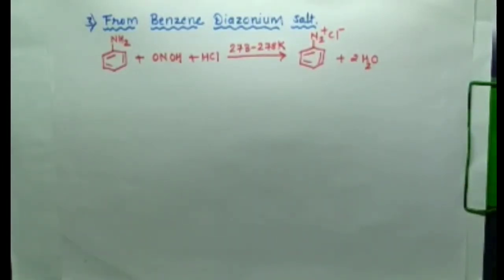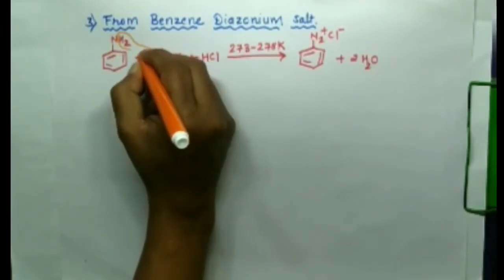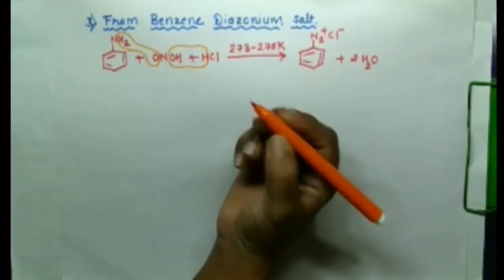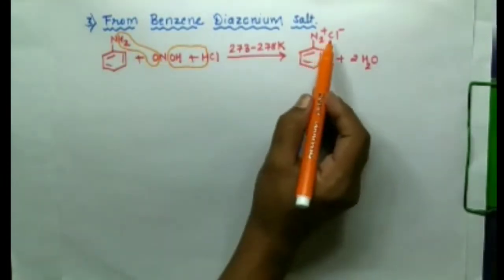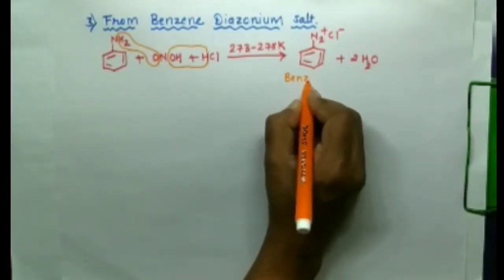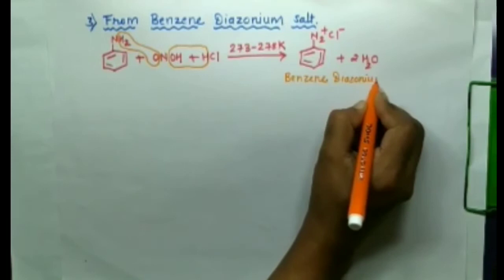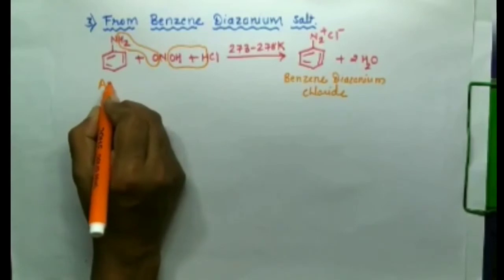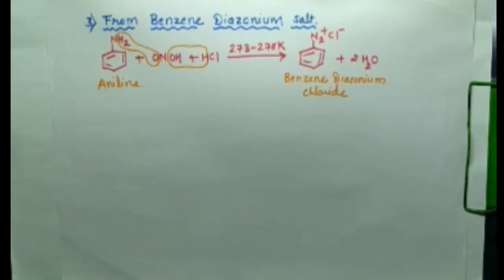So here there is a formation of this water molecule, and one more water molecule with this OH and H of this HCl, and we will get here N2+ and Cl minus. So this is the benzene diazonium chloride. It is synthesized from aniline, and this process is called diazotization.